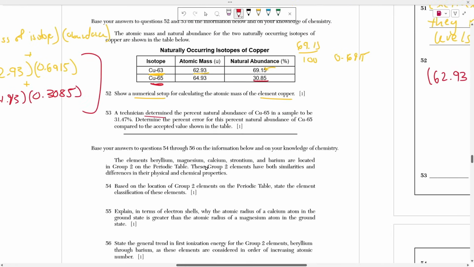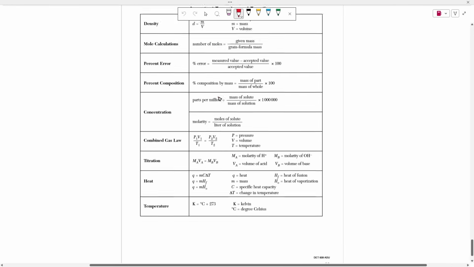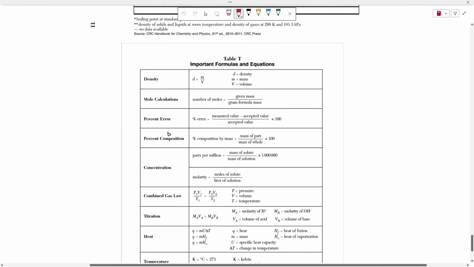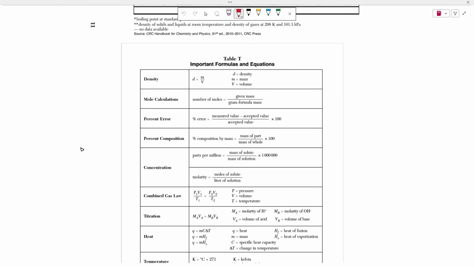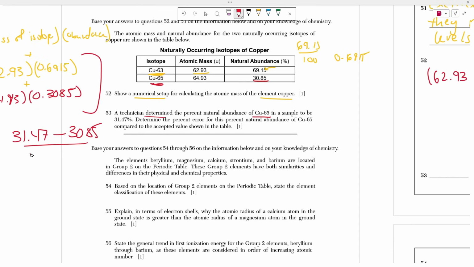So they're asking for percent error. If you don't know the formula for percent error, it's included in your reference table right here. You know that percent error is equal to measured value minus accepted value over the accepted value times 100. So the measured value is going to be 31.47. That's what he measured. Now the accepted value of Cu-65 is going to be 30.85. And now you're going to divide that by the accepted value, which is again 30.85, and then you're going to multiply it by 100.